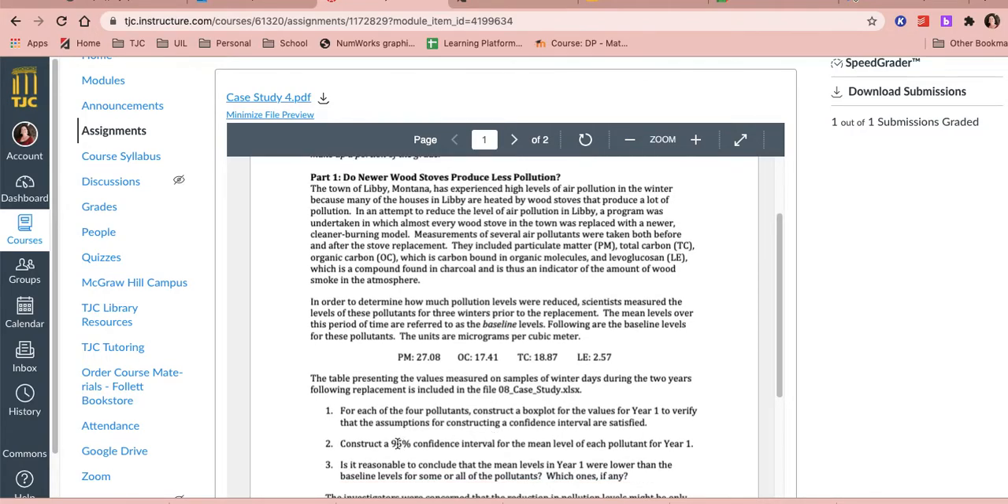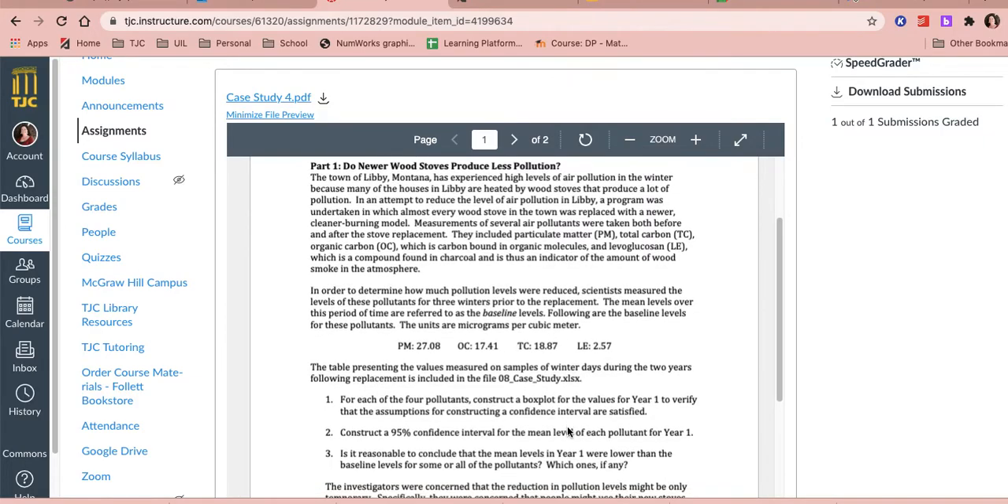On number 2, you're going to construct a 95% confidence interval. Now, you do not have a population standard deviation, so you're going to be using just the sample data. That's very important. You're just going to have your sample data. So from that sample data, you're going to have to find the sample mean and the sample standard deviation for each set of data for year 1, and construct a 95% confidence interval for each set of data for year 1.